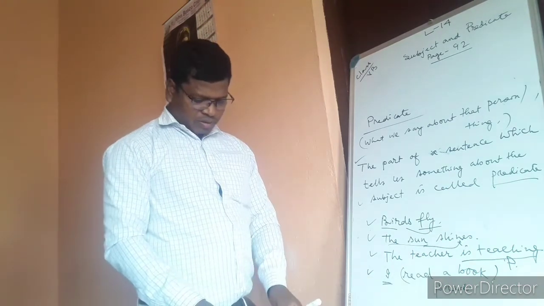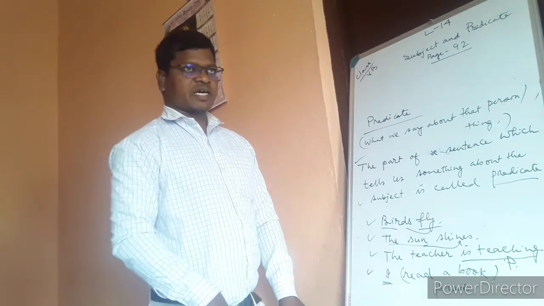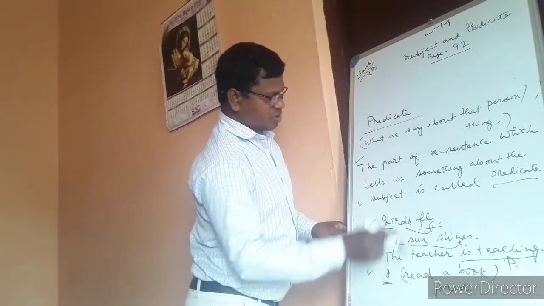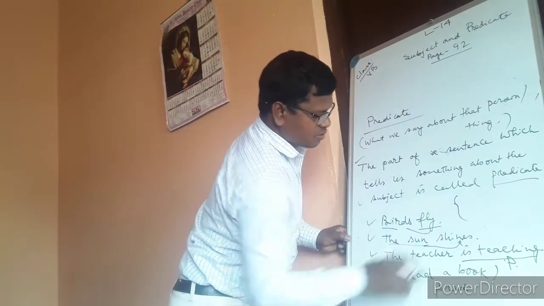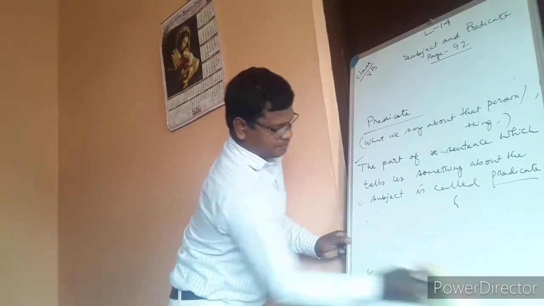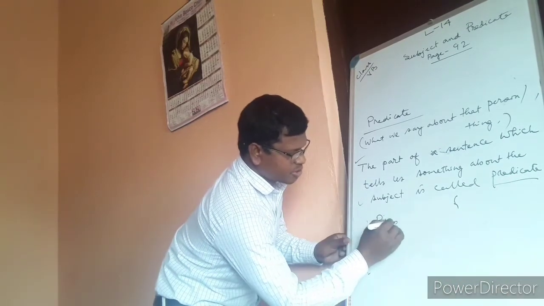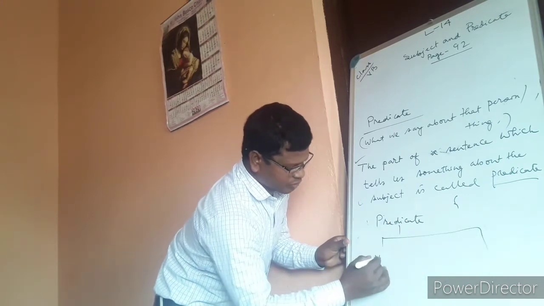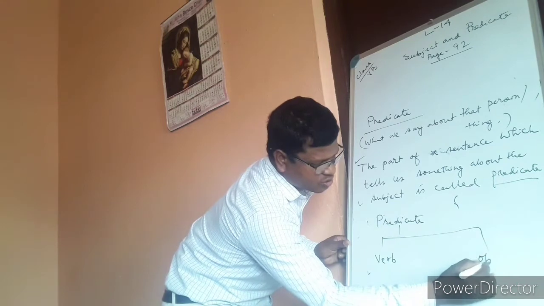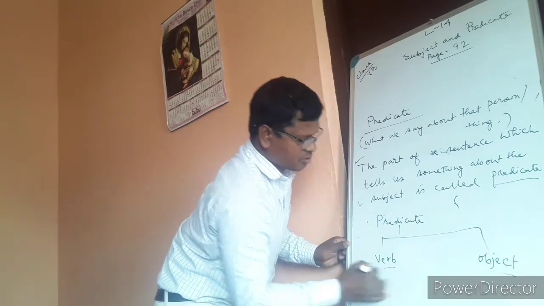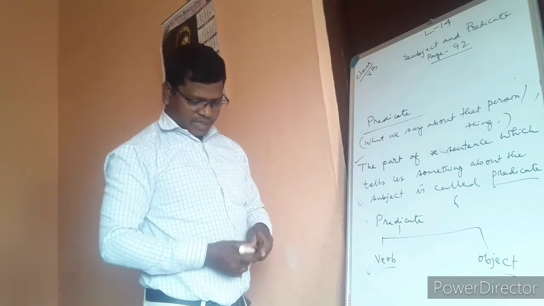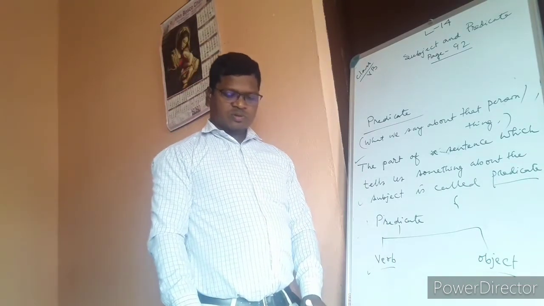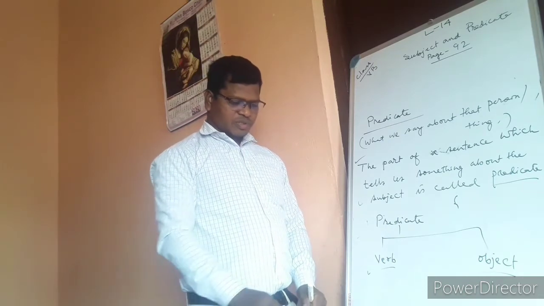And remember, this predicate has got two parts, okay? Verb and object. Just remember this predicate will have two parts. What are those two parts? Verb part, and here we will write object part. So these are the two parts that predicate has. So let us remember all these things.